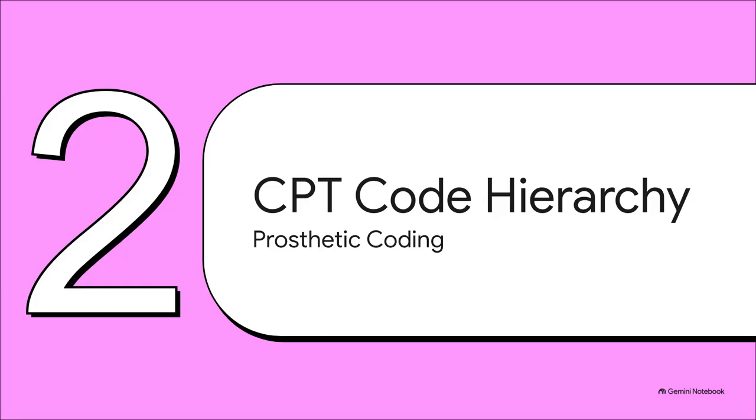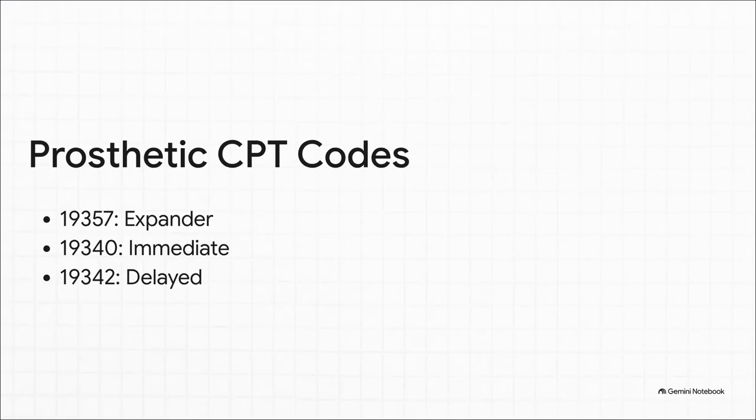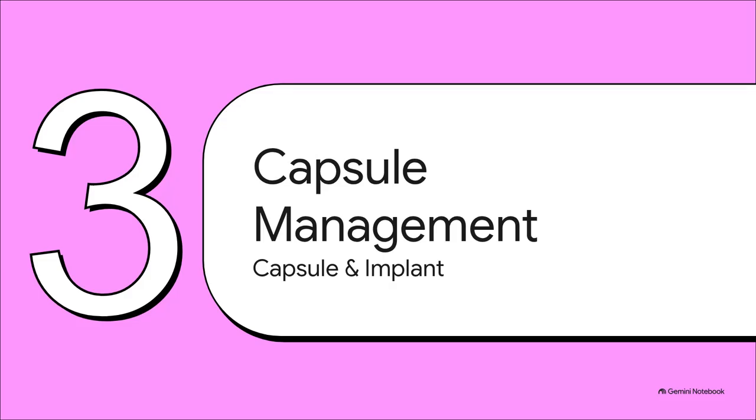Moving right along to Section 2, let's map these out in our prosthetic CPT code hierarchy. The crucial distinction here is understanding how these core prosthetic codes relate to one another. CPT 19357 is specifically for tissue expander placement. And listen, here is a major key to remember. That code inherently includes any subsequent outpatient saline expansions that happen during the global period. You are not going to bill those separately. Then we have CPT 19340, and that's for the immediate insertion of a permanent prosthesis. Finally, CPT 19342 is going to be your go-to code for delayed insertions, or, really importantly, the expander to implant exchange.